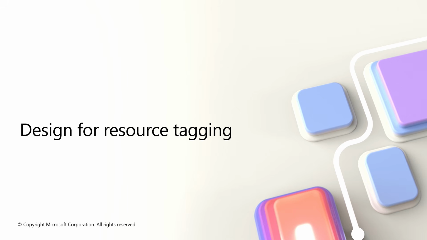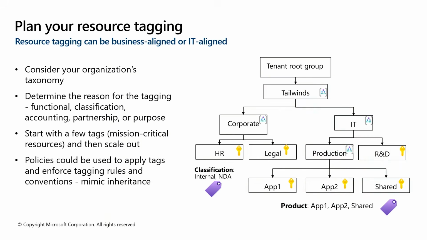Next, design for Azure resource tagging. Tags are simply a key-value pair, but it is a great way to bring your own categories to Azure resources, to identify them by your own classifications. They can be business-aligned, like cost center, owner, or project, or IT-aligned, like environment, classification, or operation.